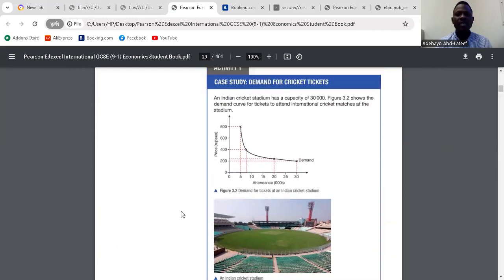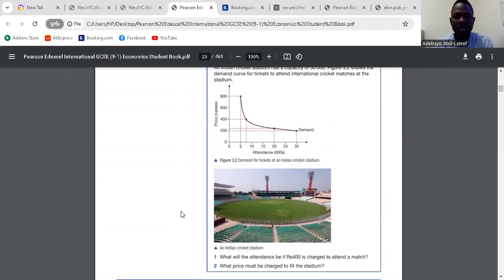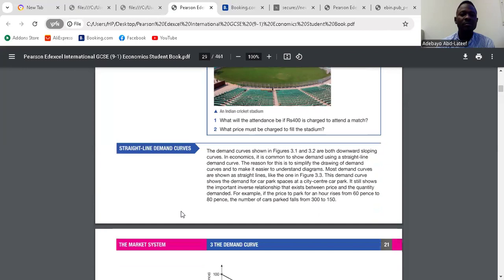So we have, I said, demand for cricket tickets. An Indian cricket stadium has a capacity of 30,000, which is shown here. They ask, what will be the attendance if 400 is charged to attend the match? If 400 is charged, the attendance will be around 7.5. Is it clear? So what price must be charged to fill the stadium? The stadium has a 30,000 capacity, right? Yes. So for the stadium to be filled, the price must be 200. Is it clear? Yes. Any question about that? So we'll move on now, right?